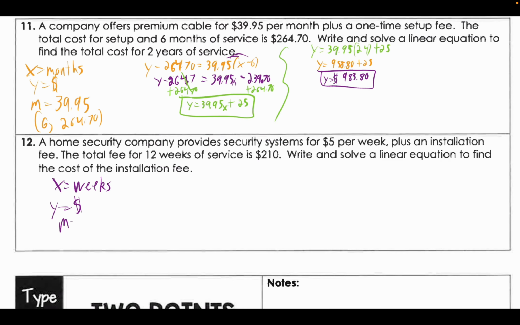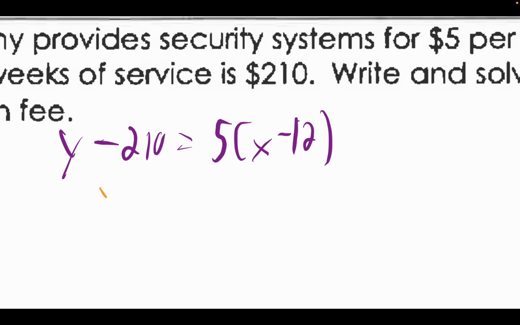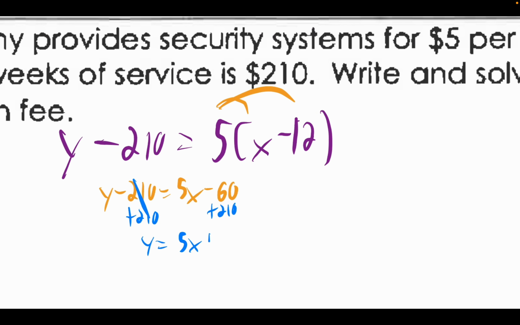And our slope is going to be the $5 for every week. Excuse me, not the b, what am I doing? The ordered pair, that's what I'm looking for, is 12 weeks, comma, $210. So as I plug this in, it'd be y minus 210 is equal to 5 times x minus 12. And so that's y minus 210 equals 5x minus 60. Now if I add 210 to both sides to get y by itself, I get y equals 5x plus 150.